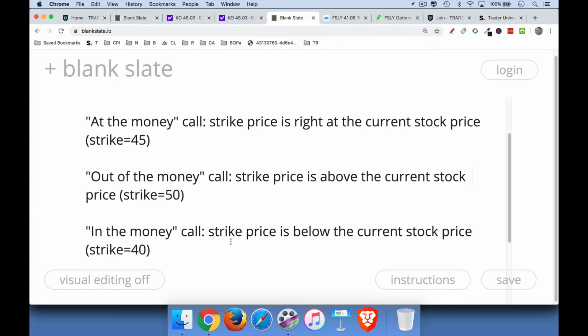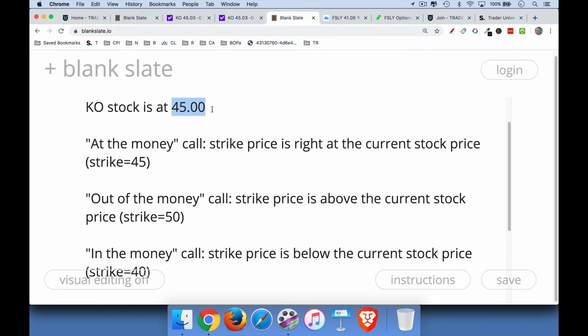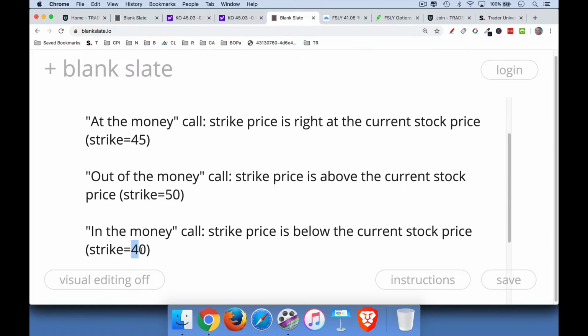In the money is when the strike price is below the current stock price. So if the stock is at 45 right now, an in the money call would be the 40 calls. We're not going to worry about in the money calls right now. I do talk more about them in my course if you're interested.